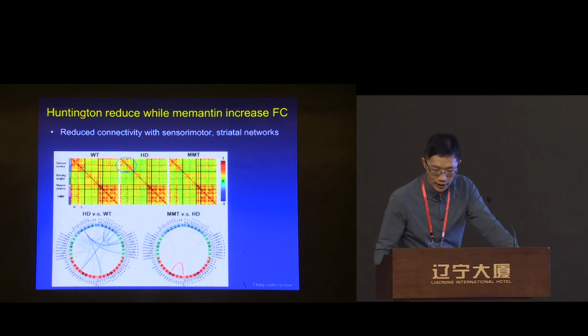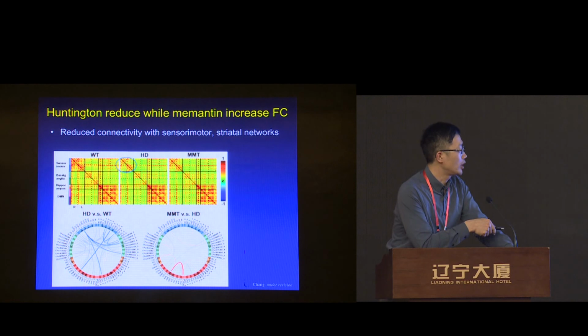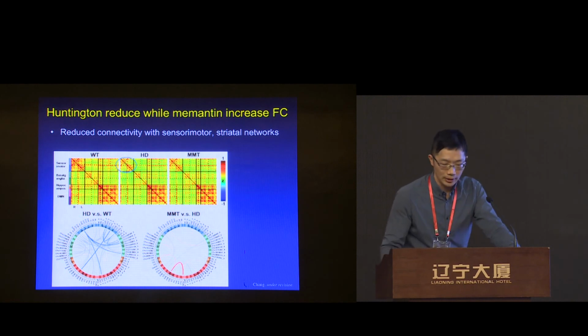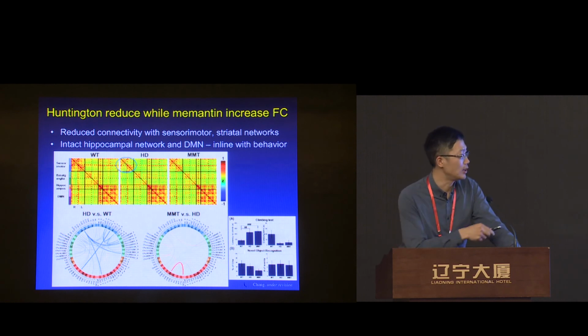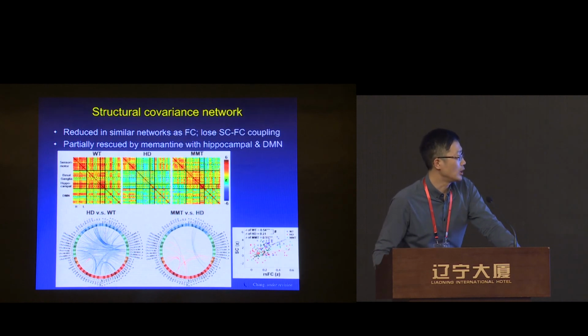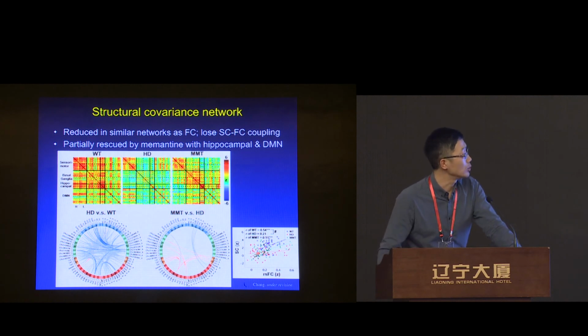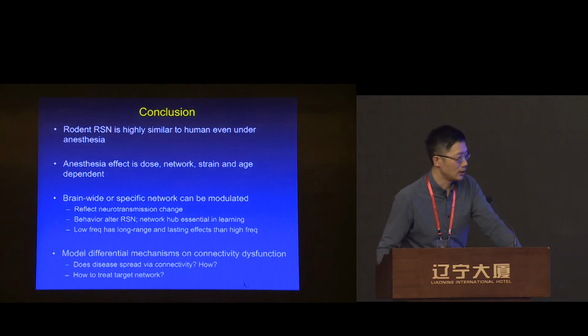We found that the somatosensory network is suppressed in Huntington's disease, and we can recover some of the connectivity by giving memantine to suppress the excitotoxicity. And the change in the somatosensory network, the sensorimotor network, but not the hippocampal or default mode network, seems to be in line with the behavior, where we see a much larger change in the motor behavior compared to novel object recognition. We also compared that to the structural covariance network that seems to correlate well with functional connectivity, and in the disease, this correlation is suppressed.